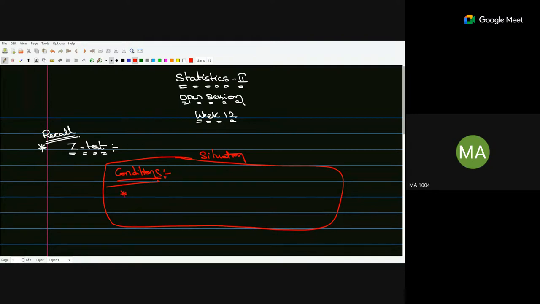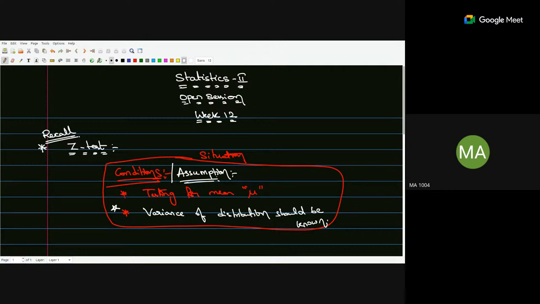The first and foremost condition is that Z test I can only use when it is testing for means. So for any distribution, if you are interested to test for mean, Z test might be one of the tests you can use. The next thing is, this is the main condition: the variance of the distribution should be known. This is an assumption we take that needs to be there in our situation. So if these conditions and assumptions are there in our situation, then you can use Z test.